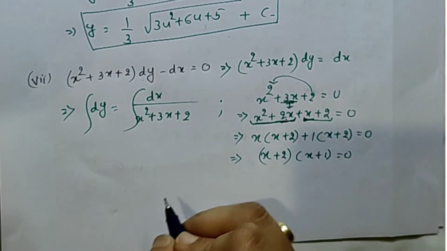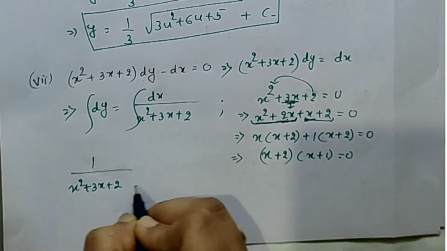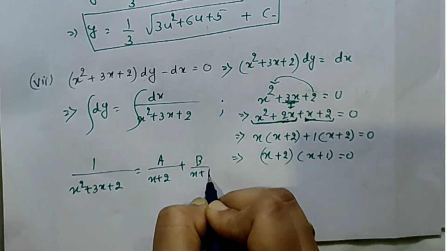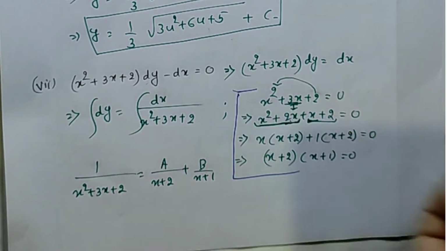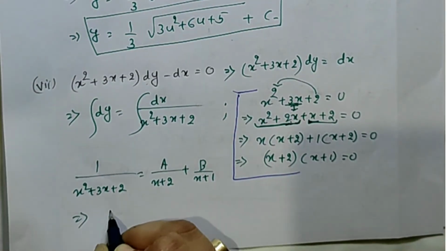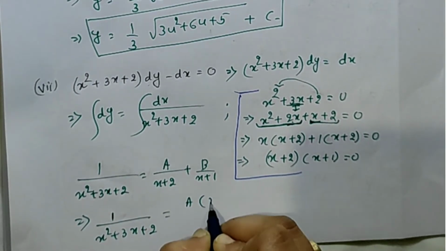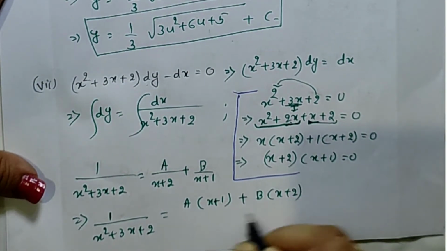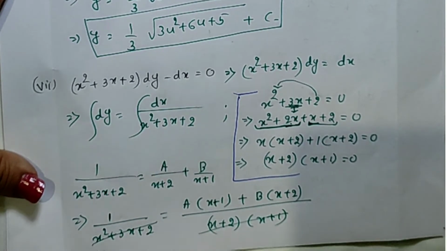These are the factors. So what can I write? 1/(x² + 3x + 2) = a/(x + 2) + b/(x + 1). This is how we can find the factors. Now this is a/(x + 2) and b/(x + 1). By taking the LCM, we will get [a(x + 1) + b(x + 2)] divided by (x + 2)(x + 1). Now the denominators will cancel out.